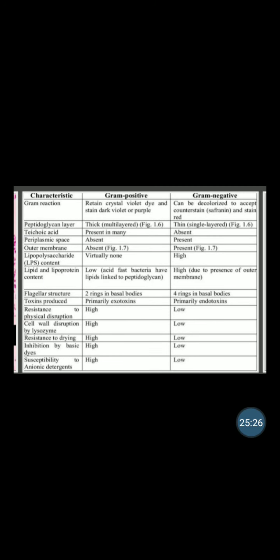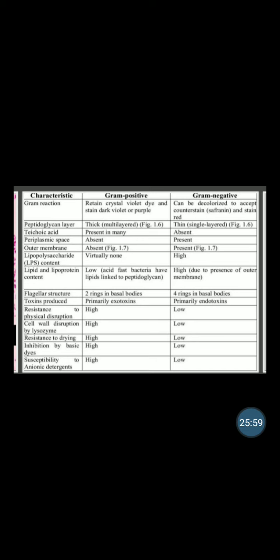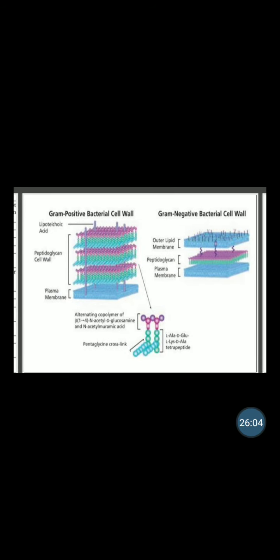What I am saying: first, gram reaction, second peptidoglycan layer, third teichoic acid, then periplasmic space, then outer membrane, lipopolysaccharide content, that is LPS, then lipid and lipoprotein content, then flagella structure, then toxin produced, resistance to physical disruption, then cell wall disruption by lysozyme, then resistance to drying, inhibition by basic dyes, and susceptibility to the anionic reagent. This is the difference between gram-positive and gram-negative bacteria.